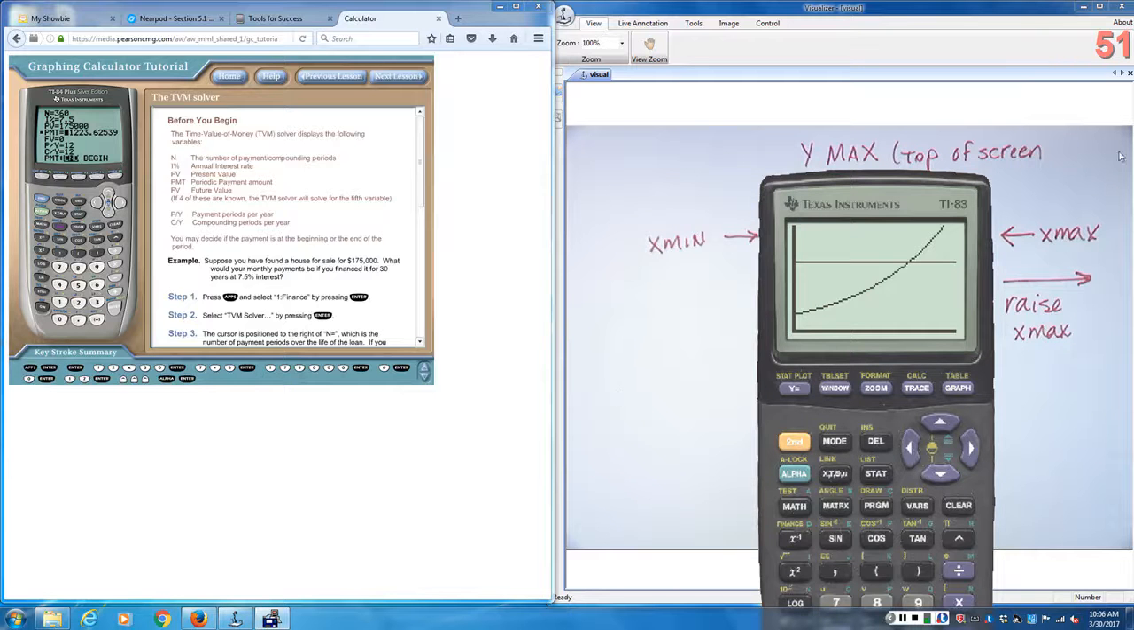So here's what we're seeing. Now I'm going to hit the trace button. What you're seeing is that this is the way your money's growing. And I'm going to start out here where x is equal to 0, and I'm going to trace from there.